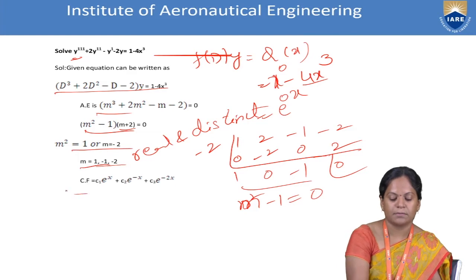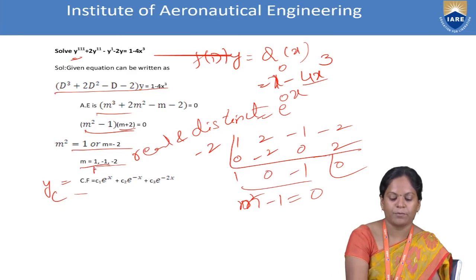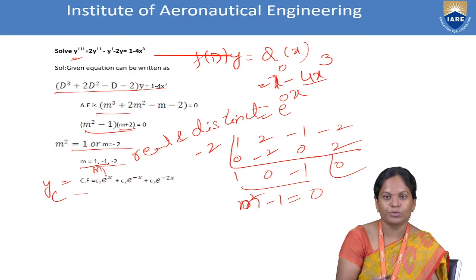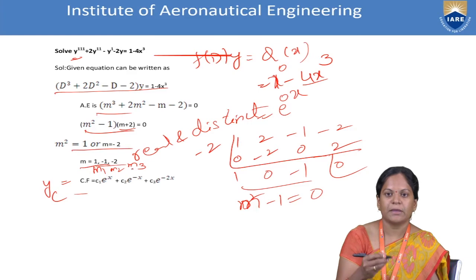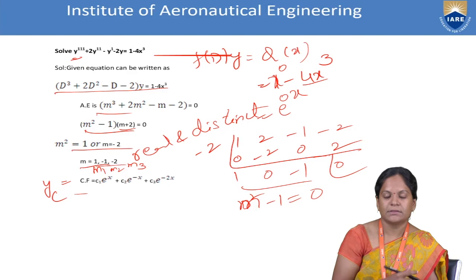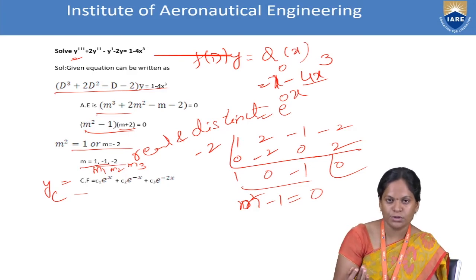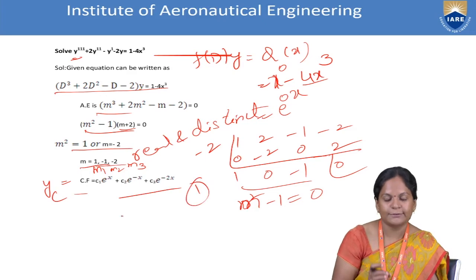YC is nothing but the complementary function, which is c1 e power m1x plus c2 e power m2x plus c3 e power m3x. m1 is the first root, m2 is the second root, m3 is the third root. So c1 e power x plus c2 e power minus x plus c3 e power minus 2x. These are the three distinct roots. We write the complementary function based on the roots. Here the roots are real and distinct. Now this is the complementary function. This is half of the solution of the given differential equation.